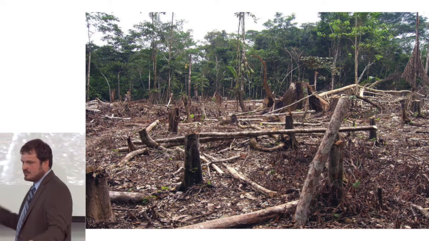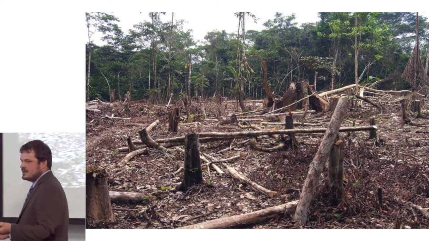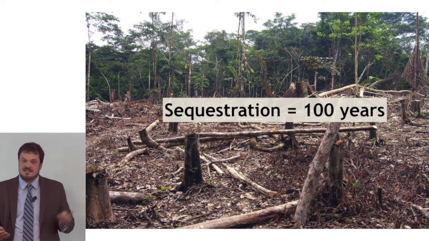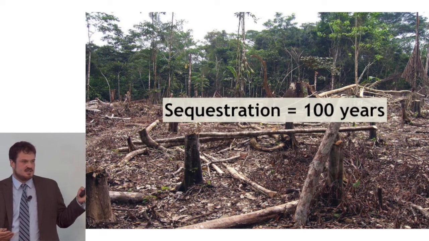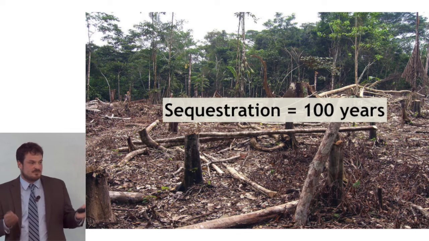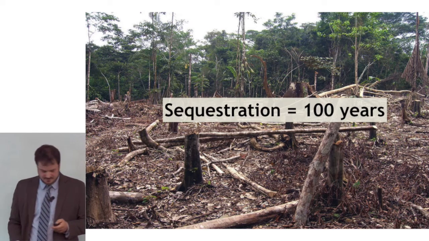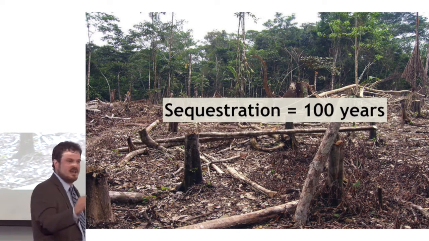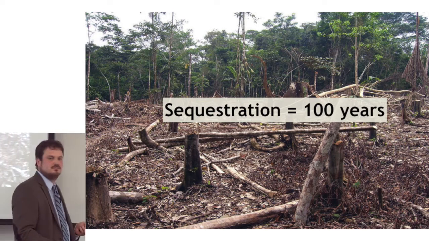What's the difference between a forest and your lawn out back? Well, we've come up with a metric, about 100 years, right? And this is used in policies, that carbon has to be out of the atmosphere for about 100 years to count as sequestration. So I have a question for you. Has anyone in this room ever met a 100-year-old cow?